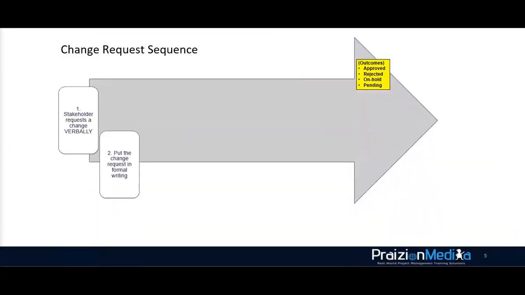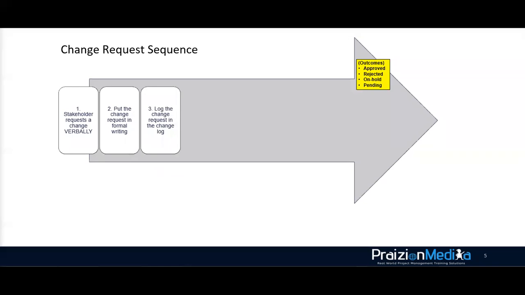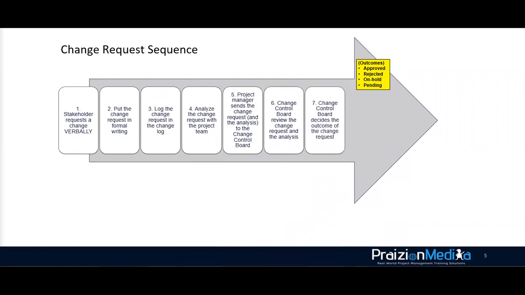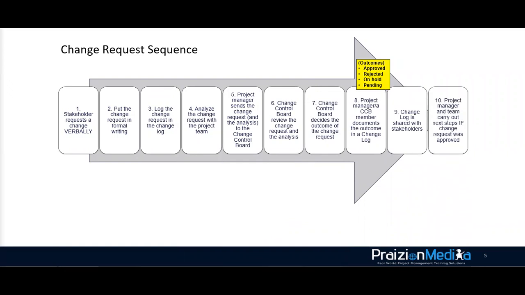Think about it like this. There could be a verbal request, put it in formal writing, and then log it in the change log, just like I said in the previous slide, and analyze it with the team and send it to the change control board. The change control board is going to review the change request and the analysis and decide the outcome. The project manager or CCB member documents it in the change log. The change log is shared with stakeholders. And if it's a yay, then the project manager and the team carry out that approved change request. But wait, there's actually more, which is why I'm showing you this.